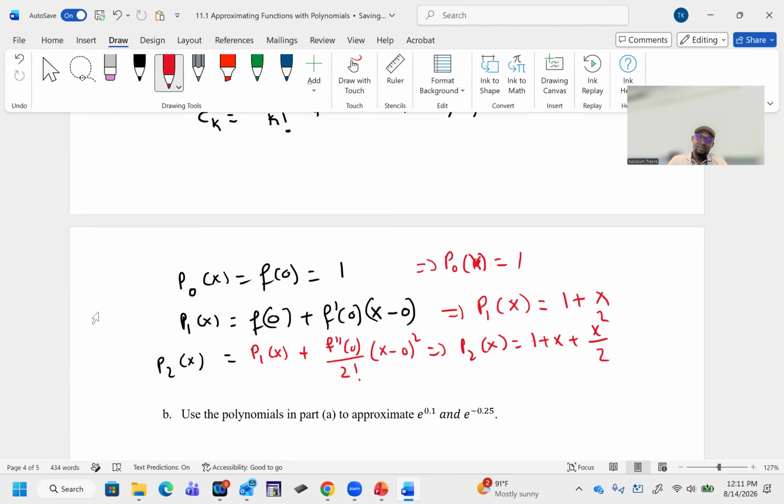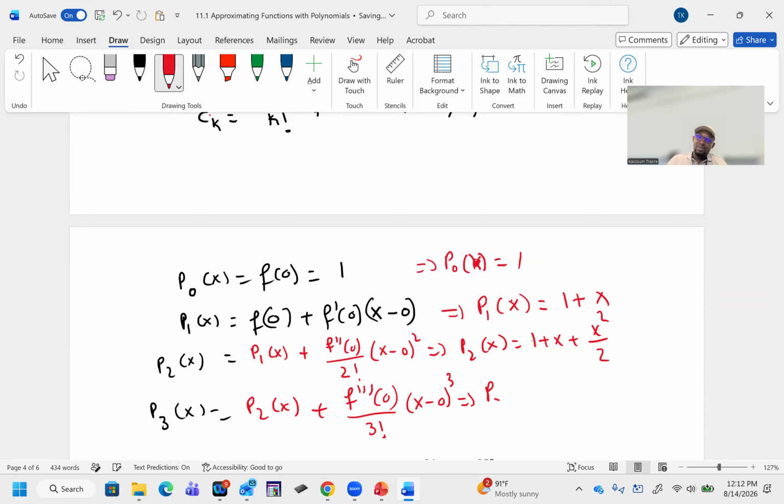And then finally, my P sub 3 of x will be P sub 2 of x plus the third derivative of f of 0 divided by 3 factorial times x minus 0 to the power of 3, which means my P sub 3 of x will be 1 plus x plus x squared divided by 2 plus x cubed divided by 6, right?